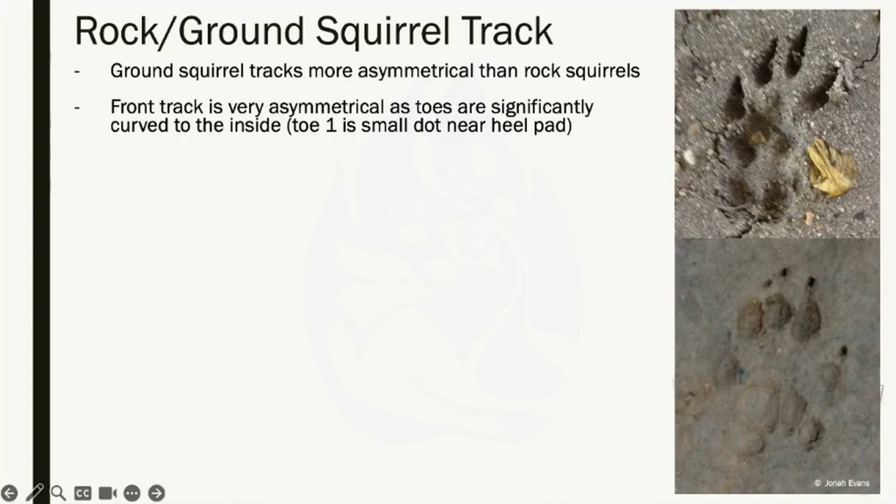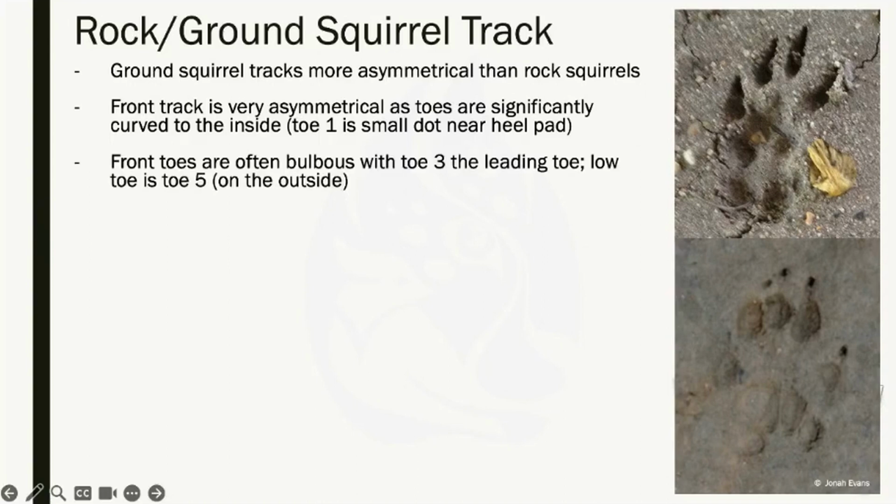So this would be a left foot. If there is a toe one, you may see a small dot to the inside, and that may be it right here, but it's pretty rare that it registers. The front toes are bulbous, but a little more pointed, and the fifth toe is on the outside. This is somewhat different with rodents: the inner toe, toe two, is actually going to be maybe slightly higher. So that's something a little different.